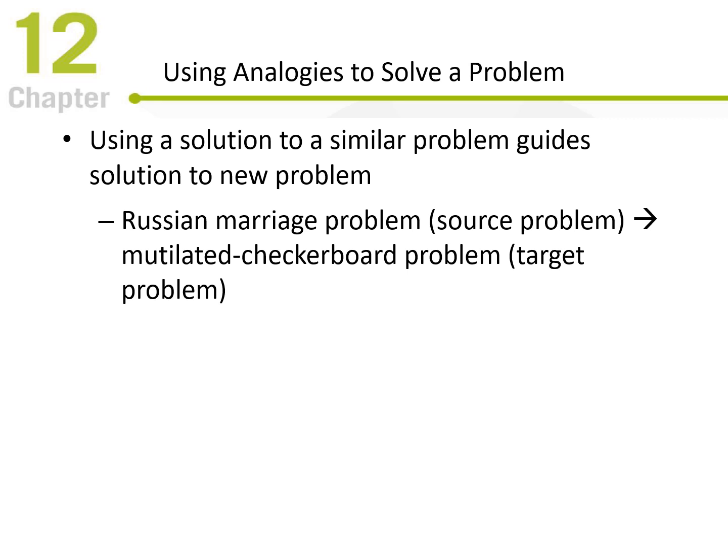So here we take a look at how we use analogies to solve a problem. This is how we're using a solution we've gotten on a previous problem, which is similar to our target problem, and we use that logic to get us to the solution of our target problem. So we can use the Russian marriage problem, which is detailed in your text, as our source problem, and use that solution and the logic of how we got to it to help us solve the target problem, or current problem, of the mutilated checkerboard.